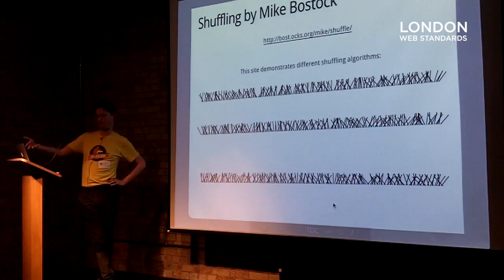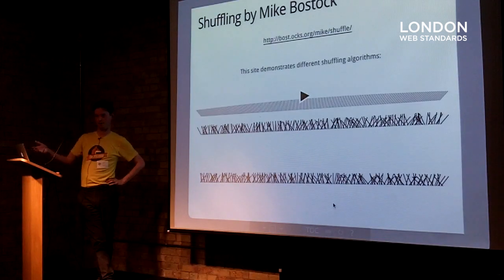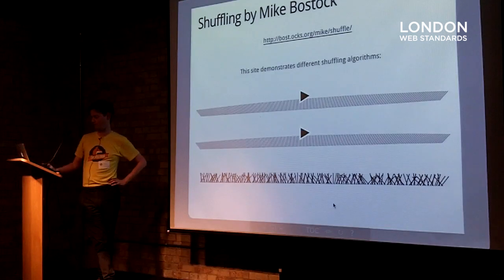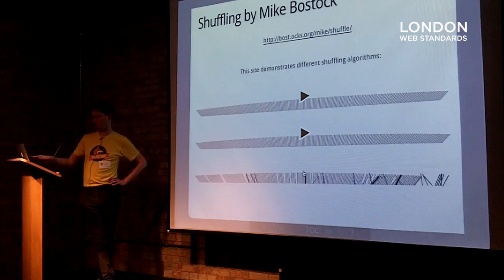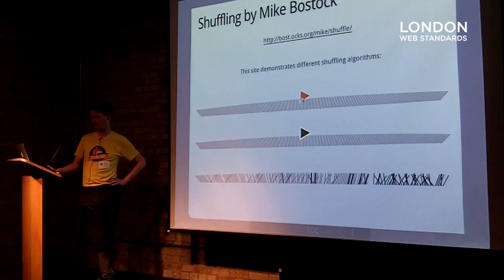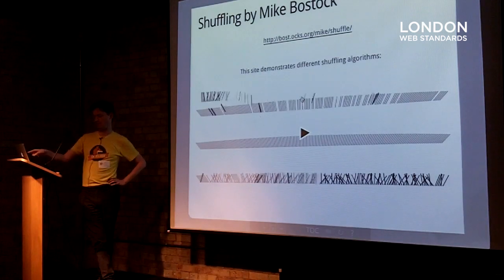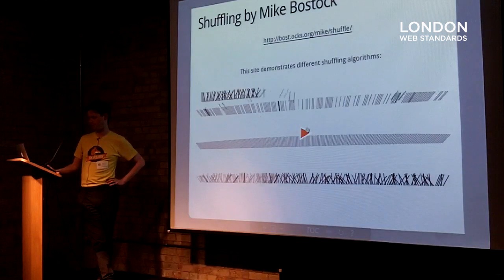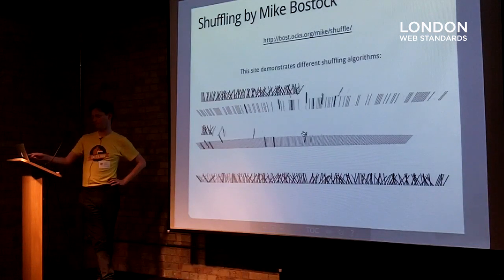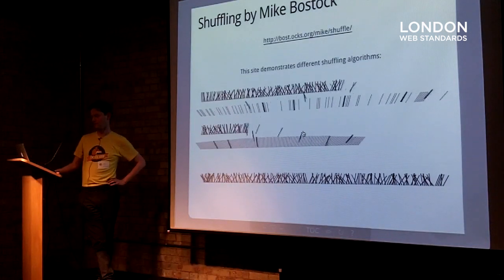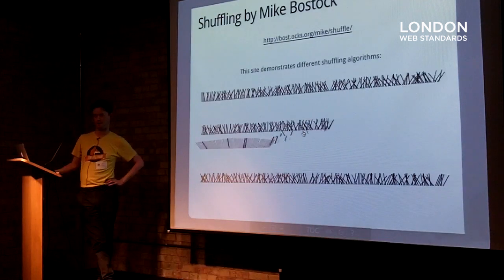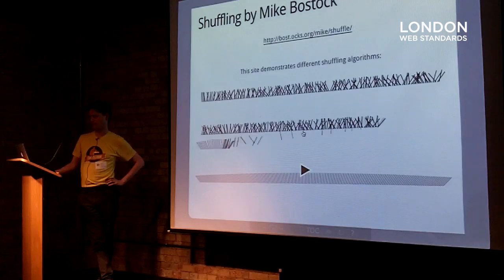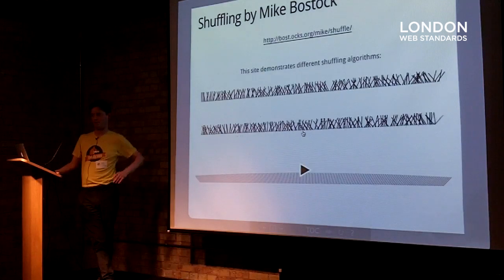Just a really nice, simple way of explaining stuff that a picture works much better. This is an in-place shuffle, and this one takes items out, and this one takes items out and moves them down. So you can see visually how the different algorithms work. Pictures are really good for explaining things.